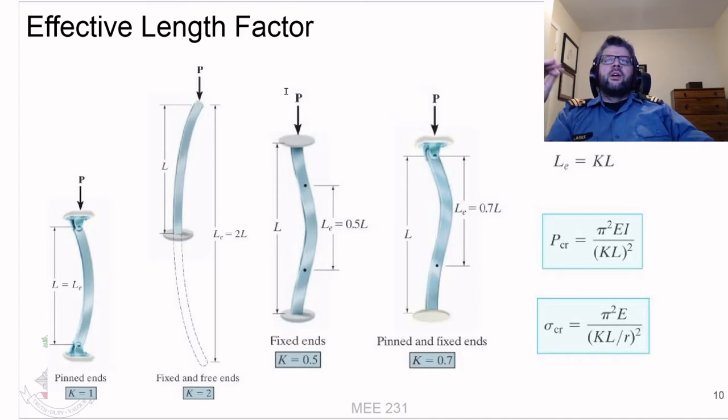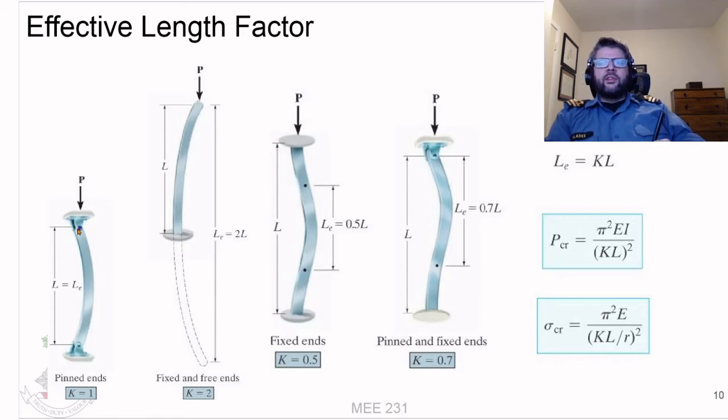So we adjust for that by taking the length of the column and using an effective length that is equivalent to the actual length of that column times a certain amount in order to account for that. That will be based upon how this thing deforms in a manner that resembles the deformation of the original one.